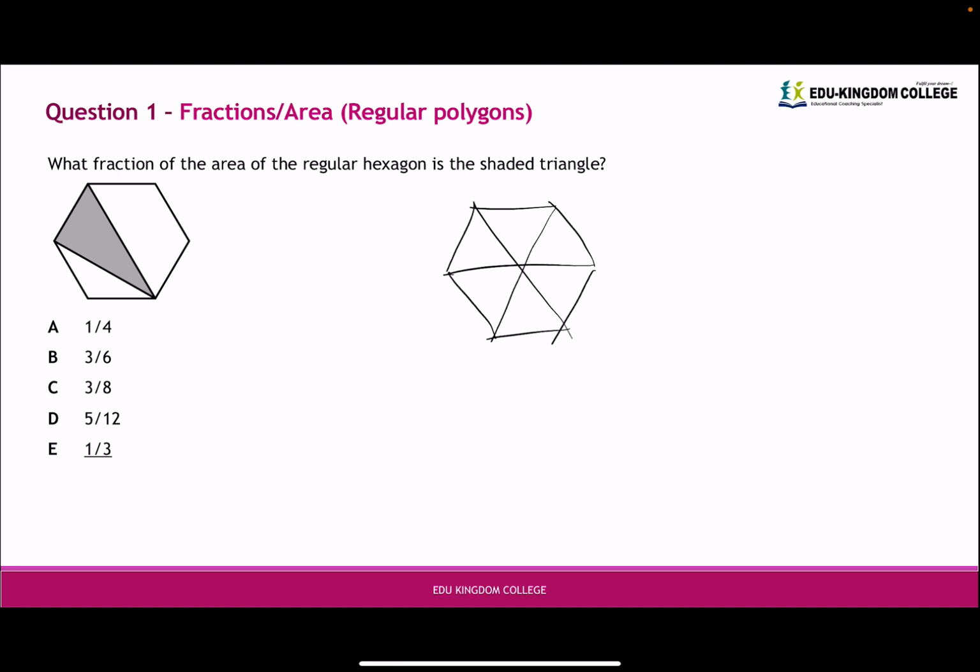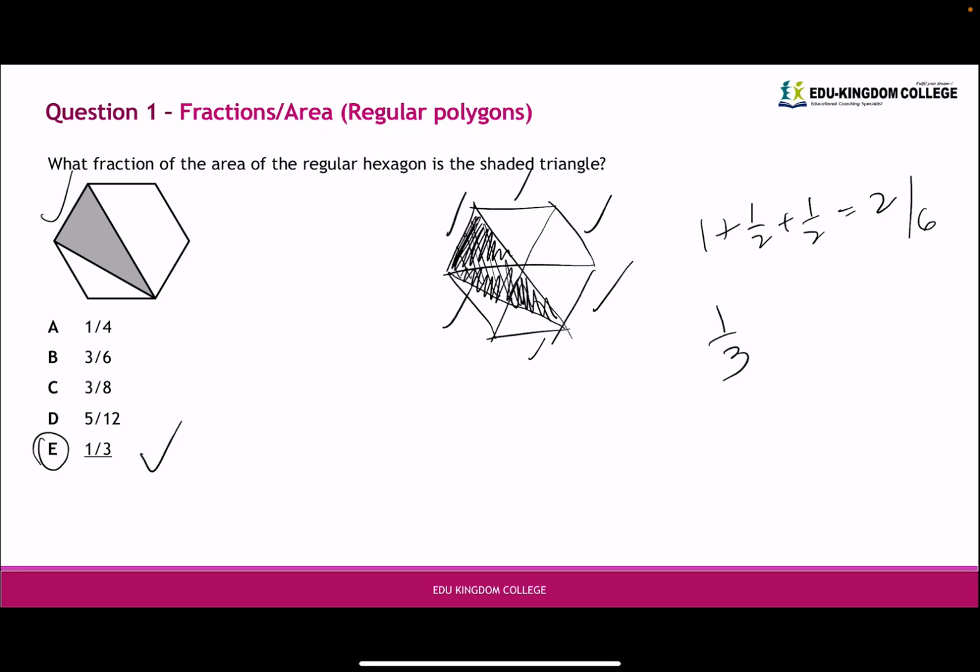If we try and imitate what they've given us in the question, this is the triangle we should get. If you look closely, we have 6 equal triangles stemming from the center here. One of these triangles is taken up by this big triangle we have here. Then this half triangle is taken up, and then one more half triangle is taken up. So 1 plus half plus half gives you 2 triangles taken up, out of how many? We said 6. So that should give you 1/3.